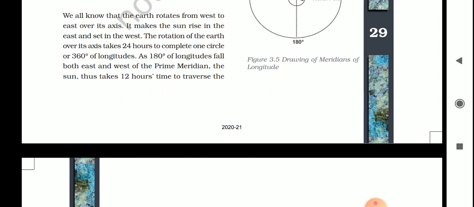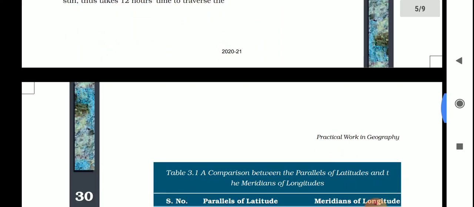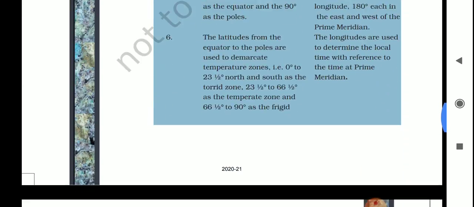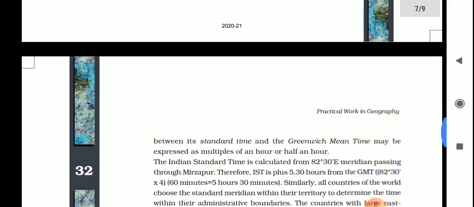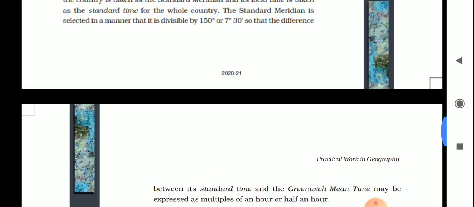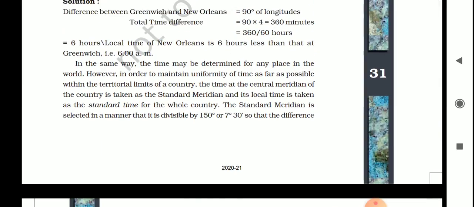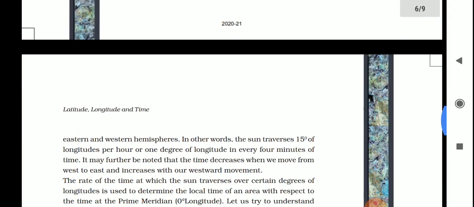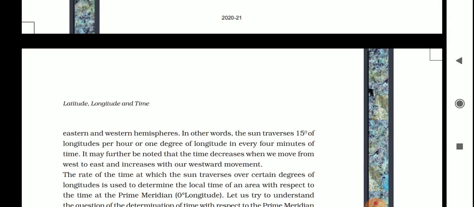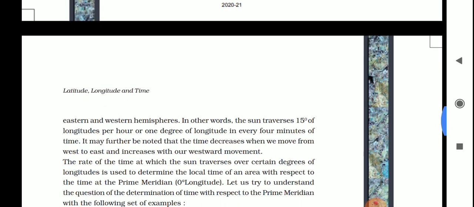So the 0 degree, and this line, the standard meridian, passes through Mizoram. Okay, you can see it in the map of India, right? Now the very important point, especially students, there are some points which you have to write in your file. Okay, then we'll discuss how the local time of a place is determined.